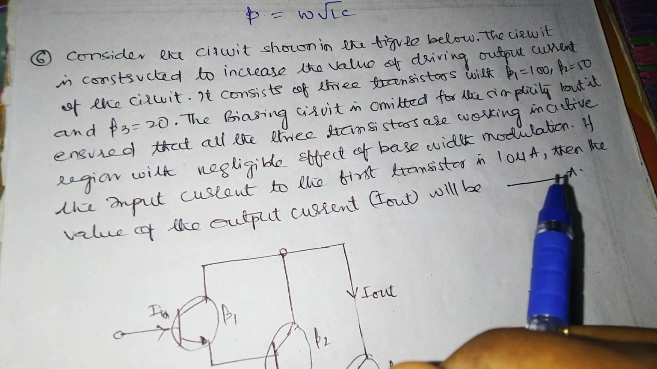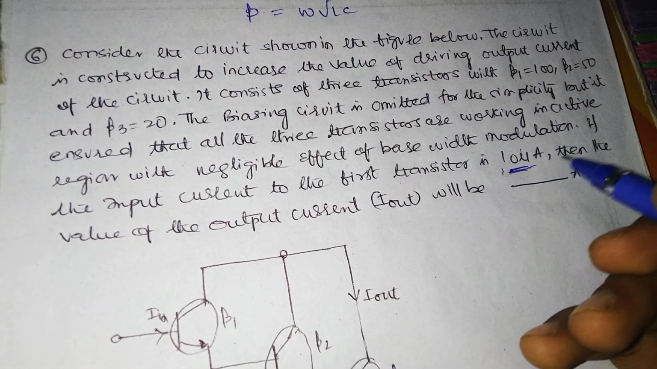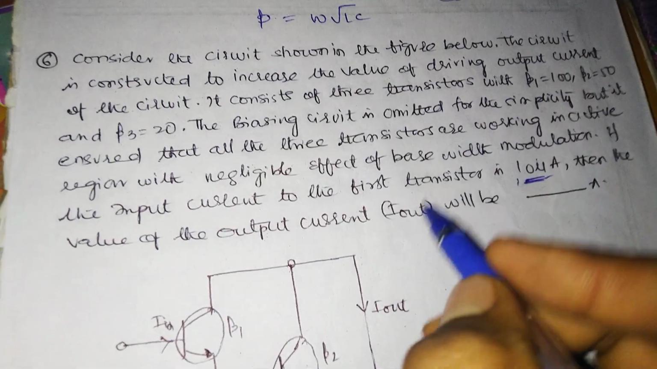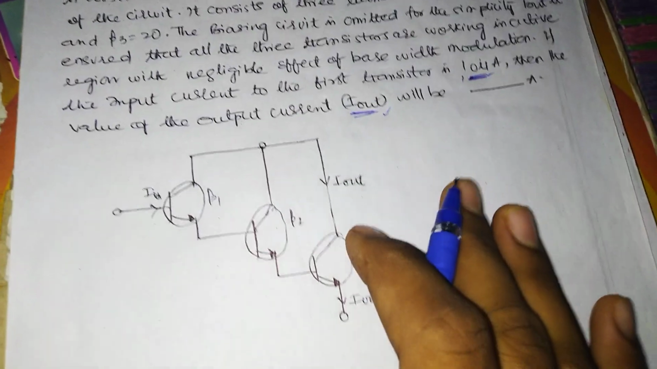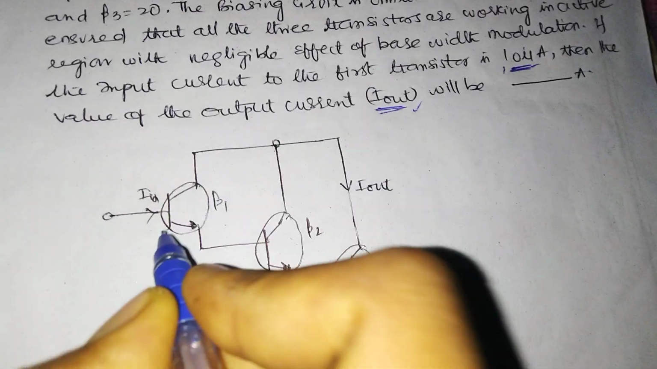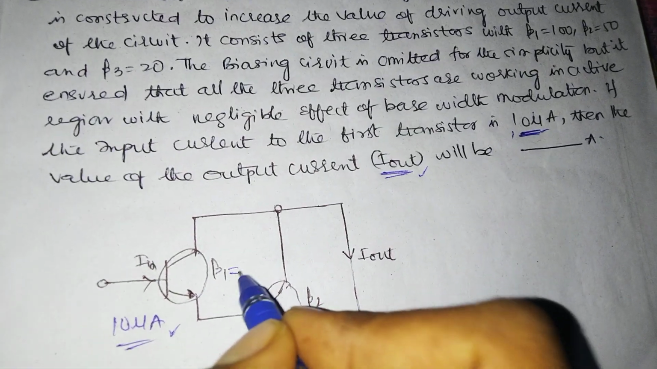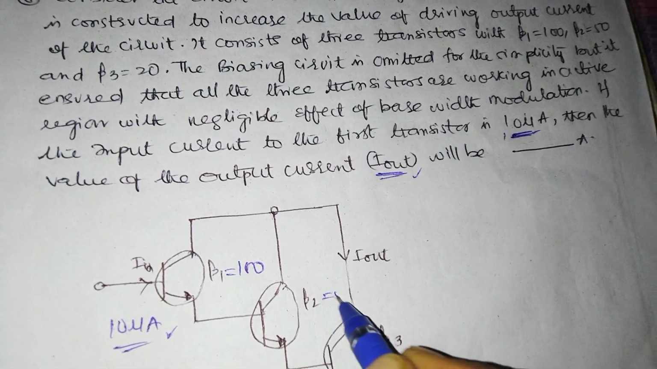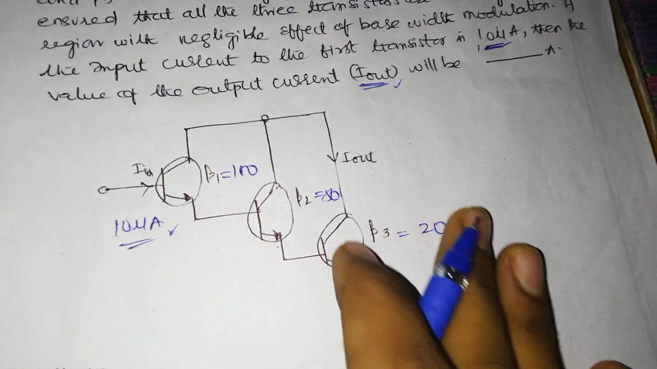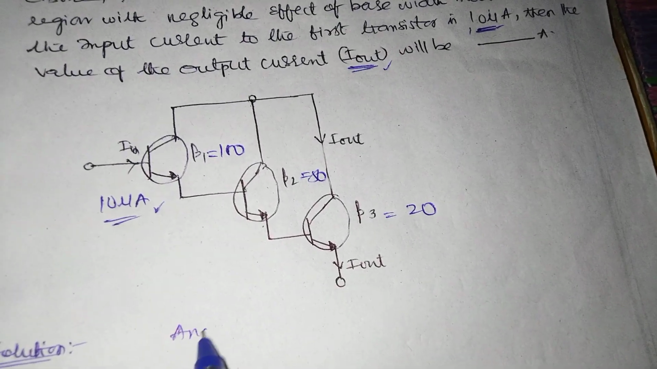If the input current to the first transistor is 10 microamps, then we have to calculate the output current. The circuit diagram is already given. The input current is 10 microamps, and beta 1 equals 100, beta 2 equals 50, and beta 3 equals 20. These are the transistor gains. So we can easily calculate this with transistor analysis.